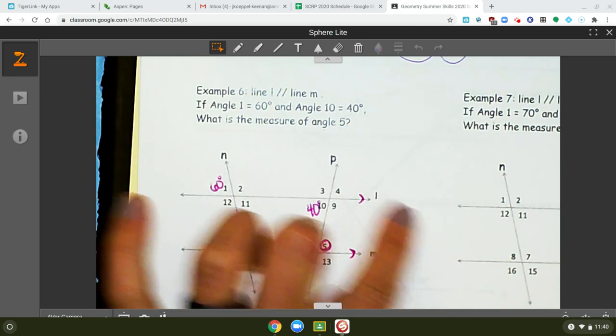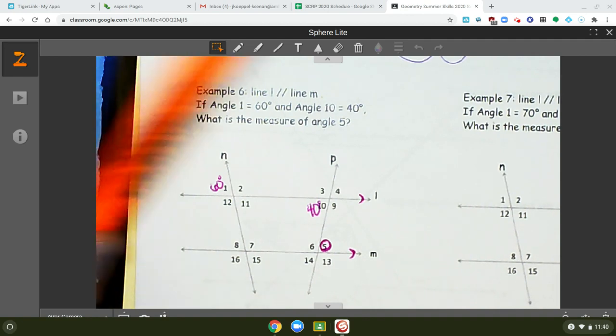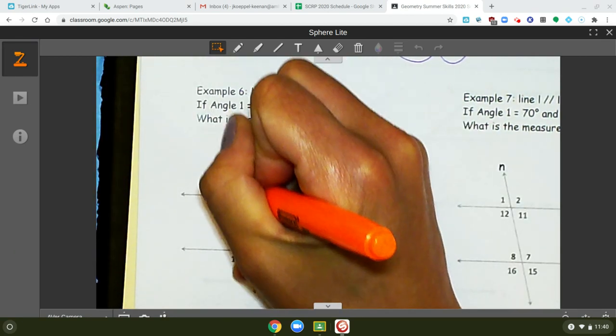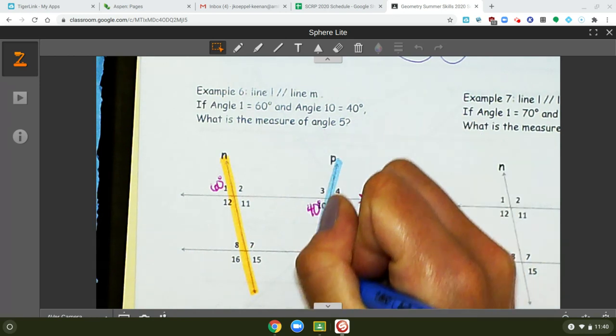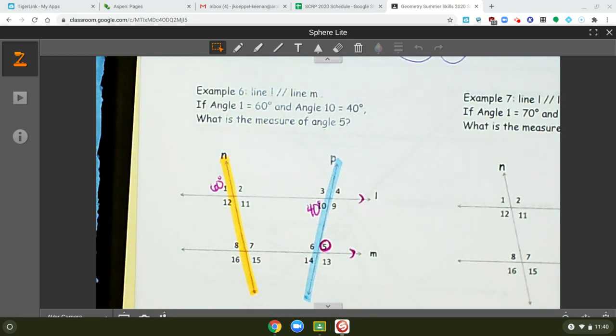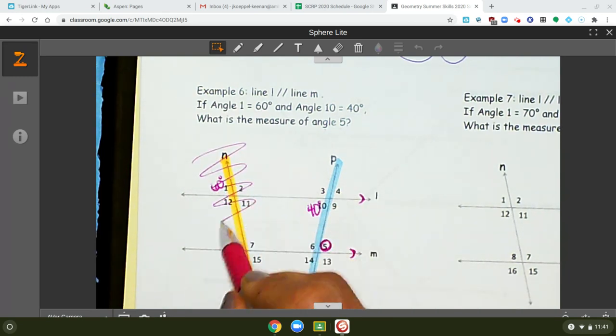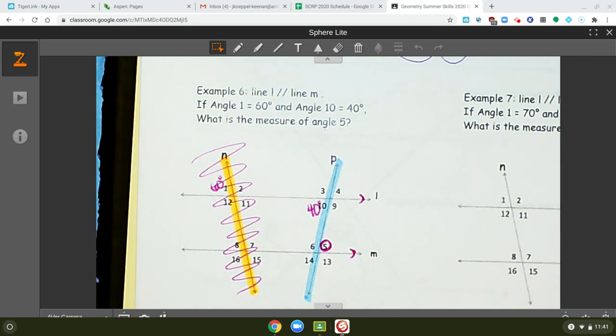Well, remember, we have two parallel lines and we have two transversals. So I'm going to highlight each transversal in a different color. N and P. So now I'm going to look carefully. What angle are we trying to find? We're trying to find angle 5. Now remember, angles only have a relationship if they are on the same transversal. So angle 5 is touching the blue transversal, which means we are not using the orange transversal at all. We are only going to use the blue transversal. Now look for an angle measure on the blue transversal. Here we go. We've got a 40 degree angle, which means if you have one angle, you can fill in all of the other ones.